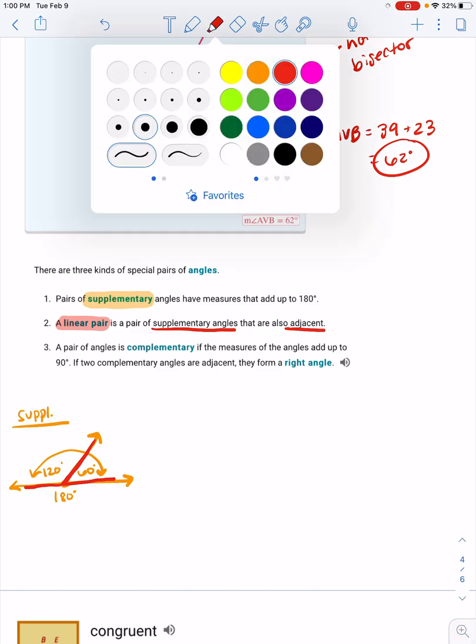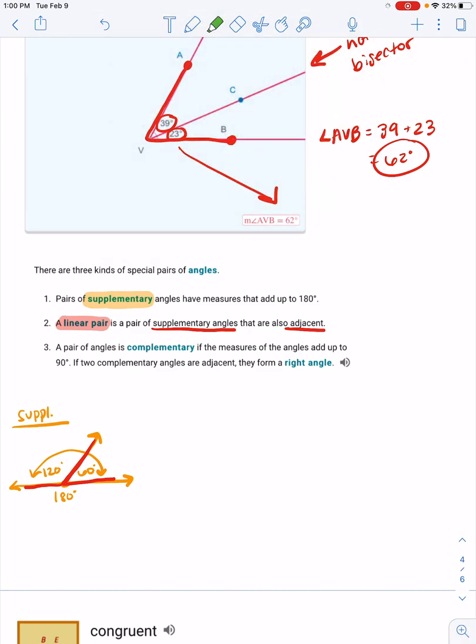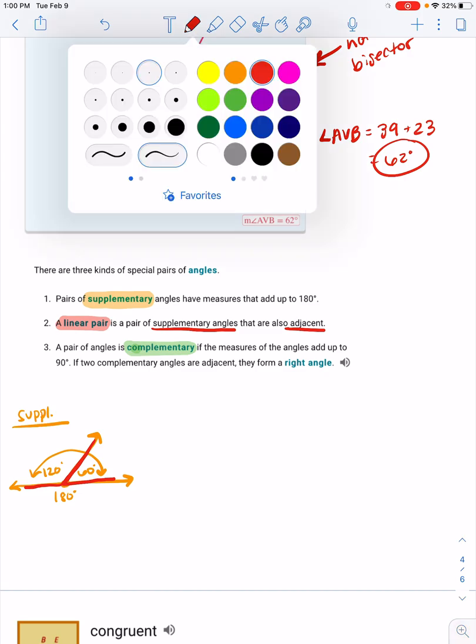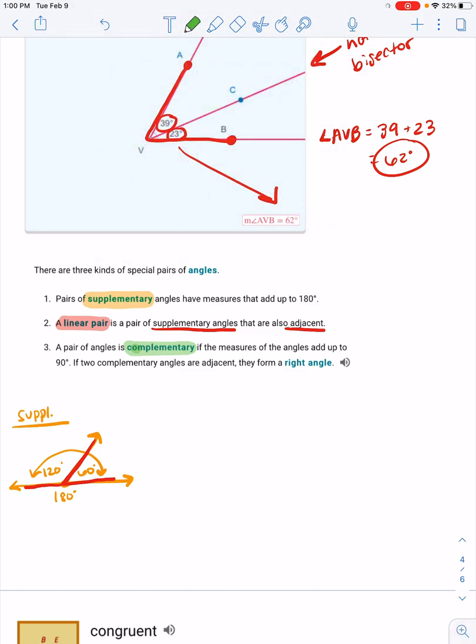And then we have another definition of complementary angles. So complementary angles, a pair of angles is complementary if the measures of the angles add up to 90 degrees. If two complementary angles are adjacent, they form a right angle. Okay, so typically we do actually see that our complementary angles are adjacent, but not always.